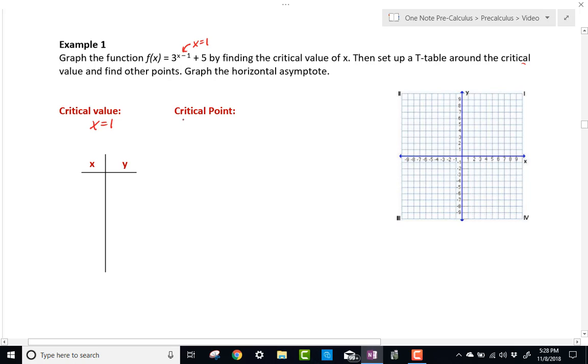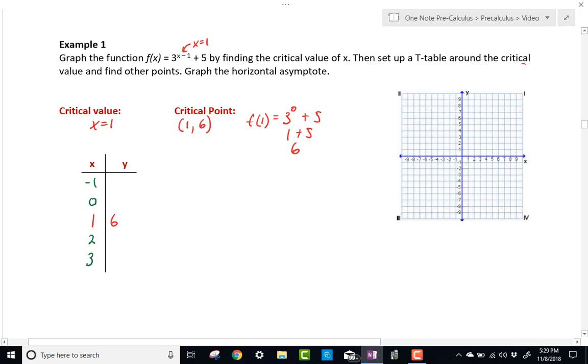My critical point then comes from when I plug in 1 to the function. So if I do f of 1, I'm going to get 3 to the 1 minus 1 power, which is 0, plus 5. Well, 3 to the 0 is 1, and 1 plus 5 is going to give me 6. So there's my critical point. I'm going to put it in the middle of my t-table, kind of like if we were graphing a parabola. Then we're going to set up a t-table around that critical point in order to graph this. So we're going to go to the left of 1, so we're going to go to 0 and -1, and then we're going to go to the right of 1 and graph 2 and 3.